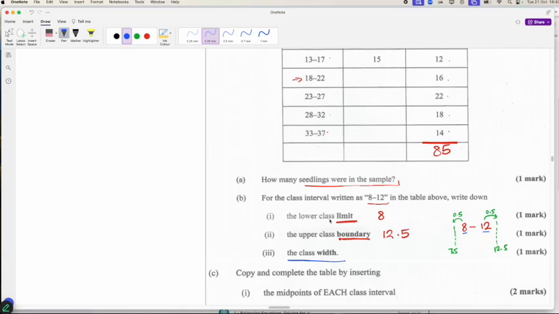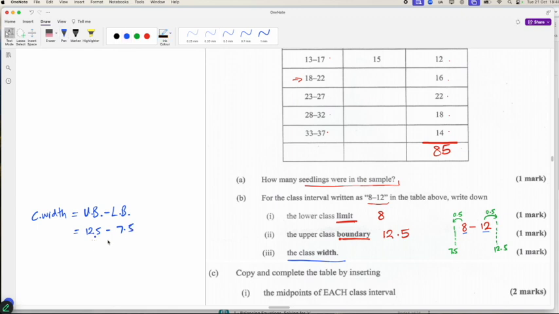How do I calculate that? 12.5 minus 7.5. Right. So to get the class width, we have to use the boundaries. Right? The lower boundary plus the upper boundary divided by 2, is that it? No, that's the midpoint. Where's the width? The upper boundary minus the lower boundary, right? Yeah, so the upper boundary is 12.5 minus the lower boundary, which is 7.5.